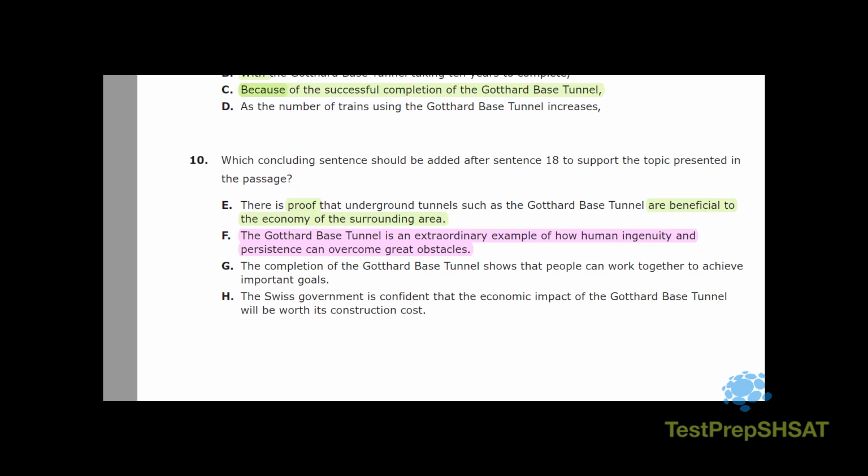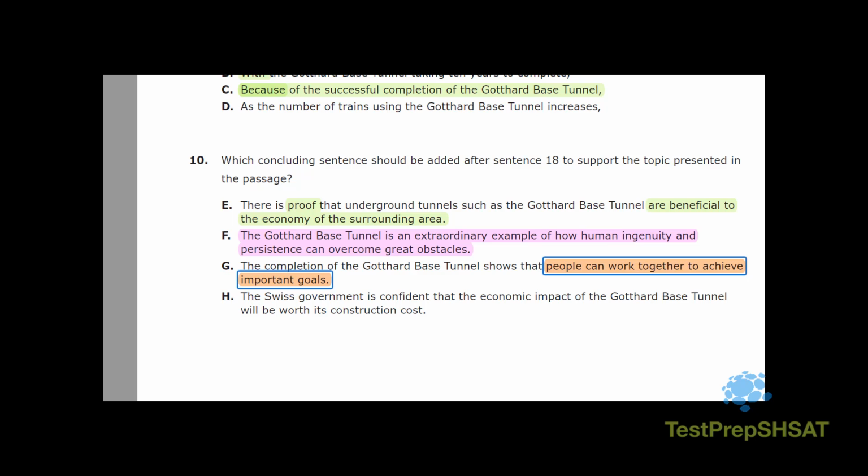Let's look at G and H. The completion of the Goddard-based tunnel shows that people can work together to achieve important goals. So again, like E, this might be true. People do work together to achieve important goals. That is not the main idea of this passage. The main idea of the passage is the Goddard-based tunnel is the solution to the problem of getting across the Alps. The focus is not on how people work together.